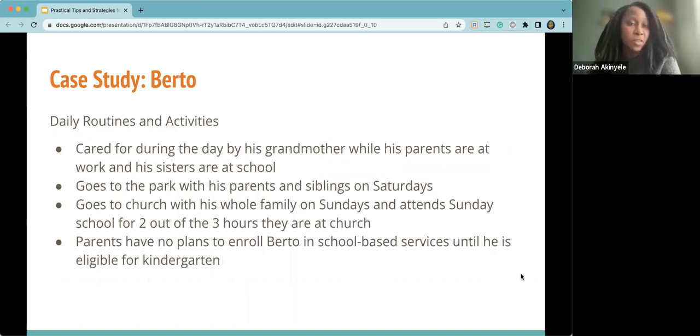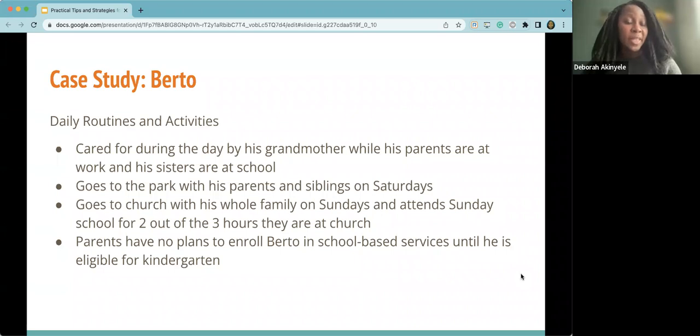This is a quick profile of his daily routines and activities, where you can see he's home during the day, cared for by his grandmother while his parents are at work and his sisters are at school. He has these specific things that he does regularly: he goes to the park with his parents and siblings, and goes to church with his whole family. He is at Sunday school for 2 hours while they're at church.